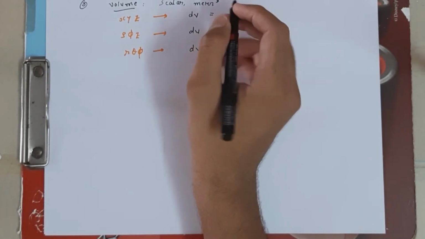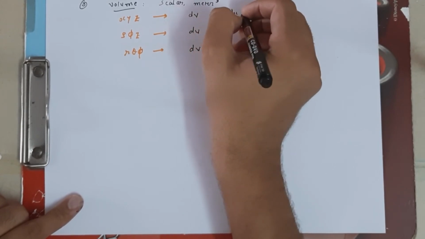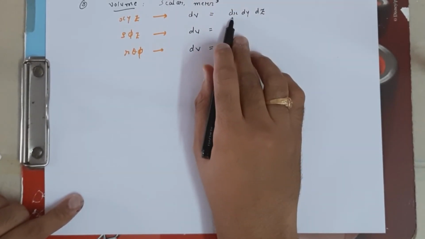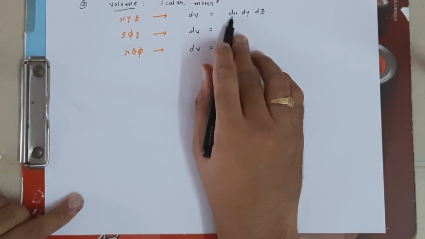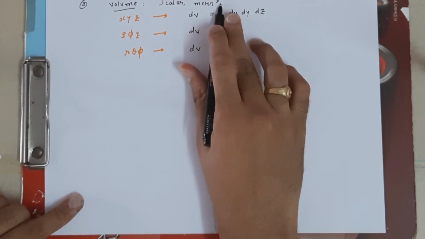Okay, so in the Cartesian coordinate, dv is equal to dx dy dz. As we know, what is the unit of dx? Dx is the differential distance in the x direction, dy is the differential distance in the y direction, and dz is the differential distance in the z direction. So meter into meter into meter, so it is a meter cube.